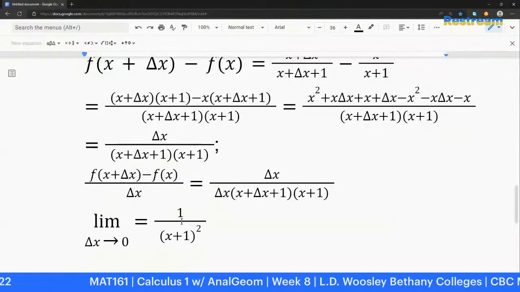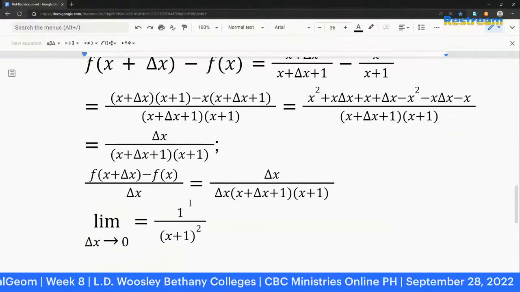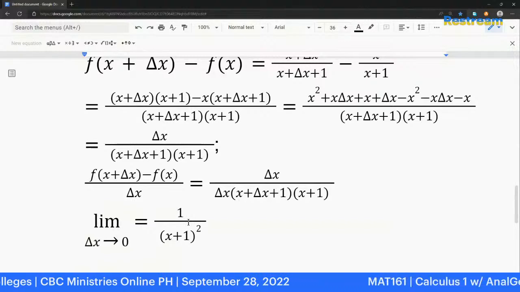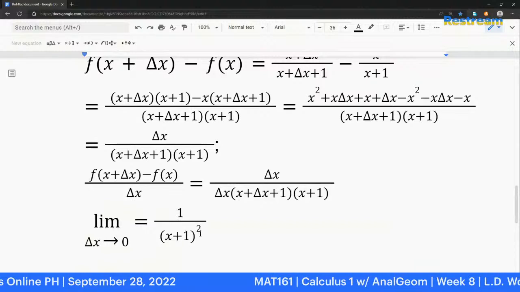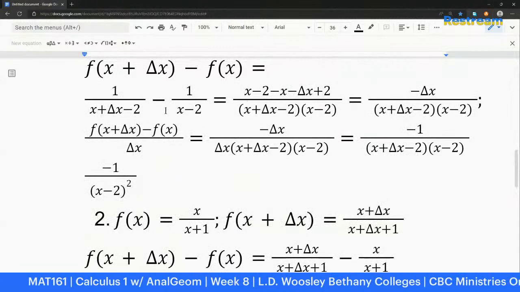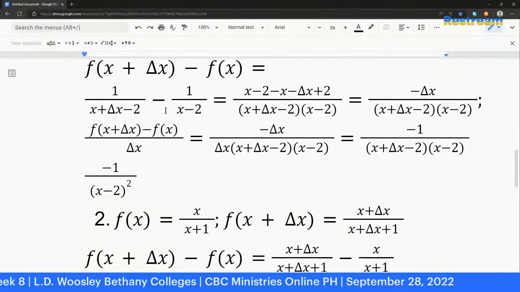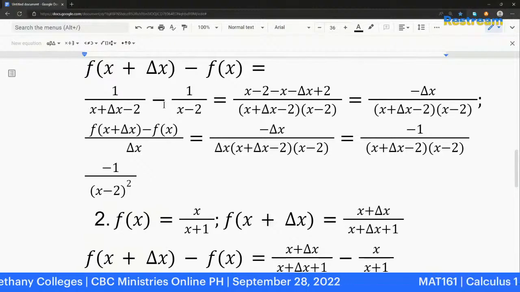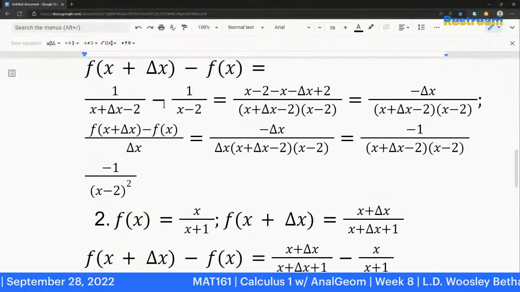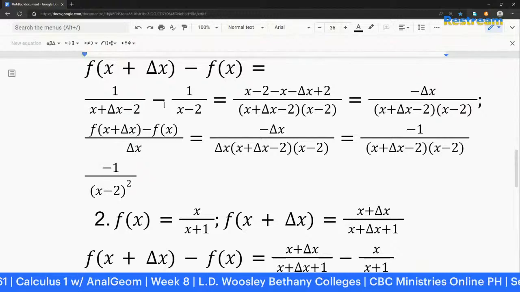Ito naman, derivative ng 1 over x plus 1 is equal to negative 1 all over x plus 1 quantity squared. For lahat yan, guys, derivative. Ito namang 1 over x minus 2, derivative of which is negative 1 all over x minus 2 squared. Okay? Derivative din yan ng 1 over x minus 2. Alright, so, sige.